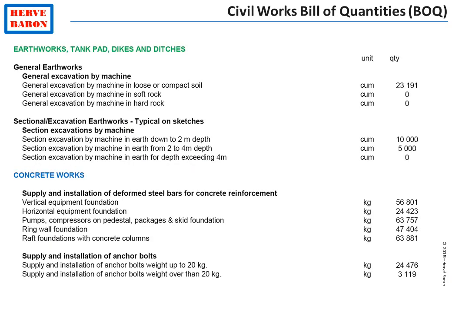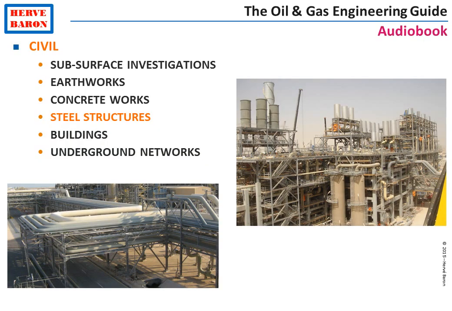Civil Works subcontractors will be asked to indicate the unit price for each line item. Indeed, Civil Works subcontracts are usually placed as unit rates contracts, which means that quantities are remeasured at the end of the job and subcontractors are paid on the actually installed quantities.